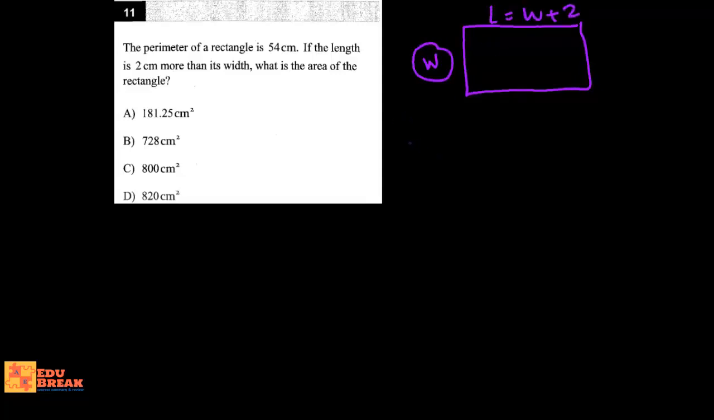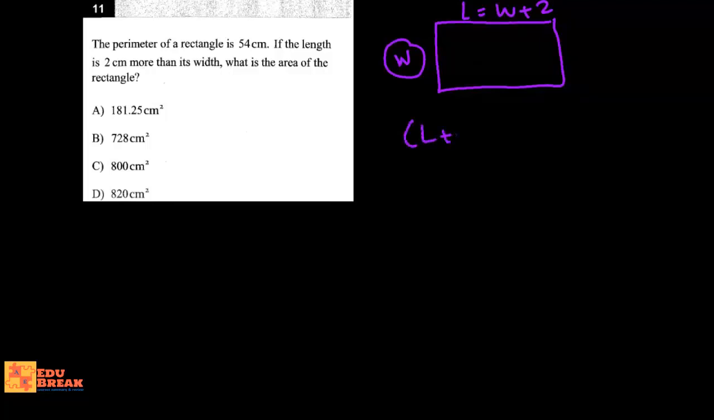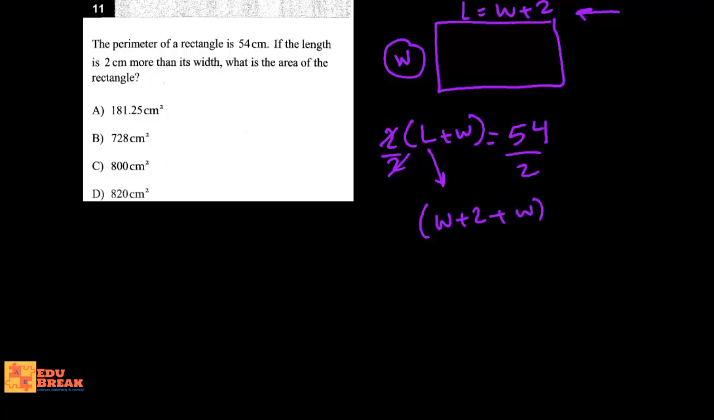And we have a perimeter. You know that the perimeter of the rectangle equals length plus width all times 2, which equals 54. Divided by 2 for both sides, we have length plus width equals 54 divided by 2, which equals 27. So W plus W plus 2 equals 2W plus 2, which equals 27. So W equals 12.5.